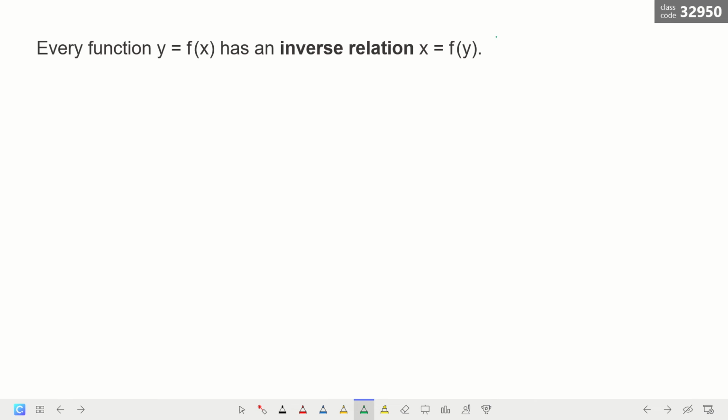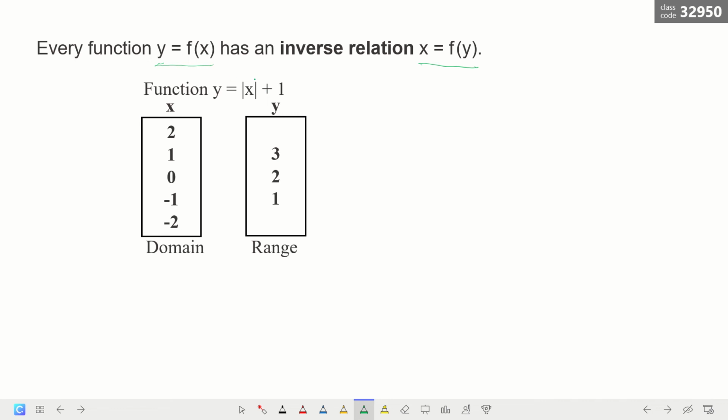So every function y is equal to f of x has an inverse relation, so x is equal to f of y. So yan ang relation nila. Kung ang y is equal to f of x, ang x is equal to f of y, or the function of y.